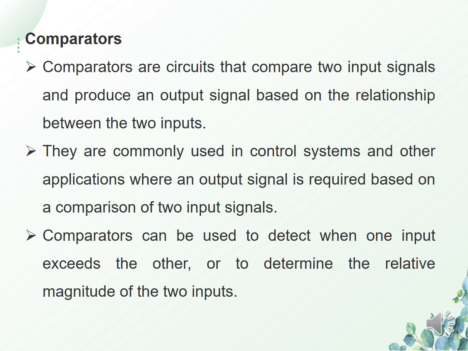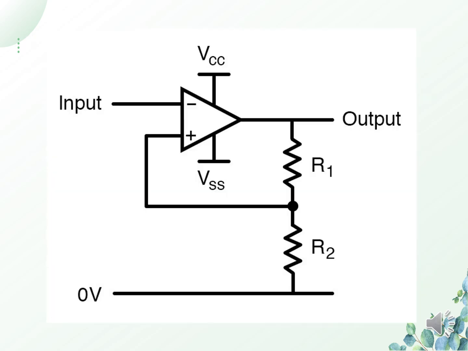Next one is comparators. Comparators are circuits that compare two input signals and it produces an output signal based on the relationship between the two inputs. And these comparators are mostly used in control systems and they are commonly used to compare two input signals. This figure shows a comparator which is used to compare the input with reference to a 0 volt. So the output is based on whether the input exceeds 0 volt or it is below 0 volt or it is equivalent to 0 volt.